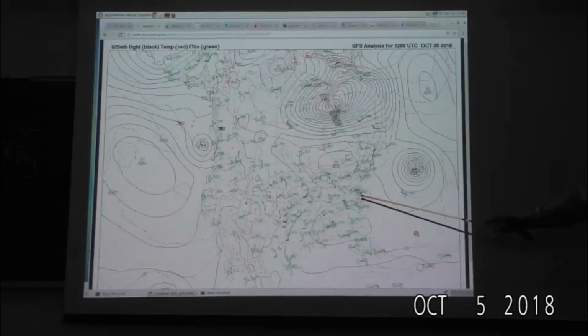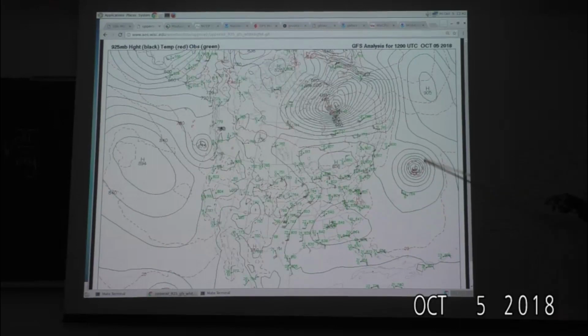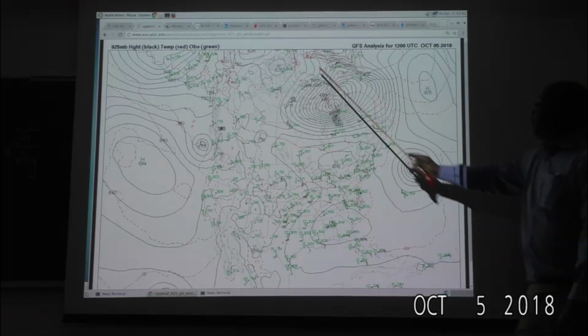So Greg's suggesting the outflow from Sergio might eventually spread over this, and that could provide an environment for this tropical cyclone to continue to intensify or maybe re-intensify.